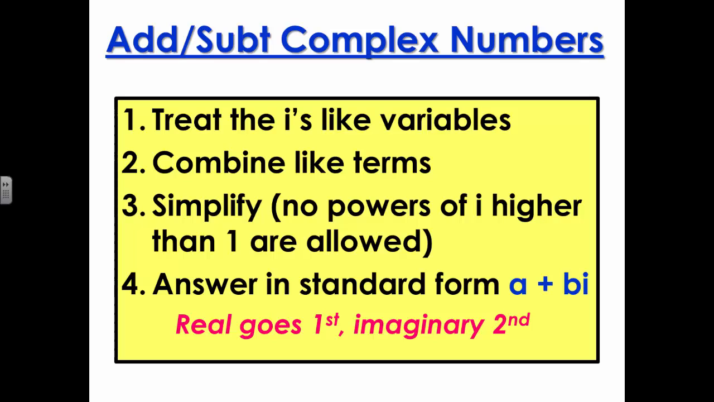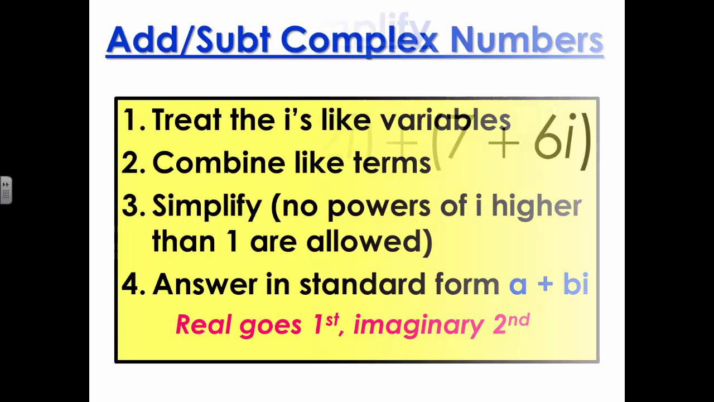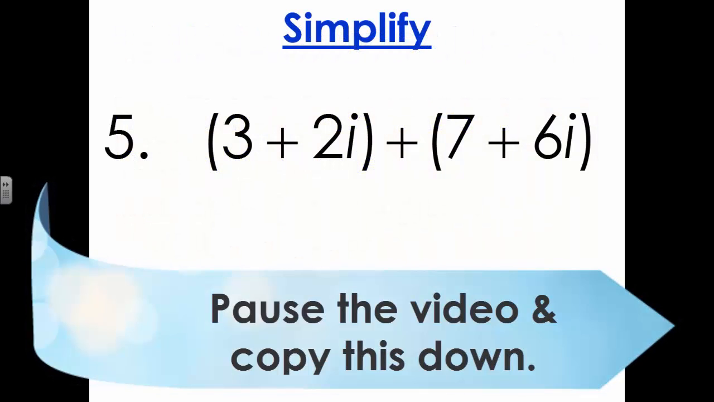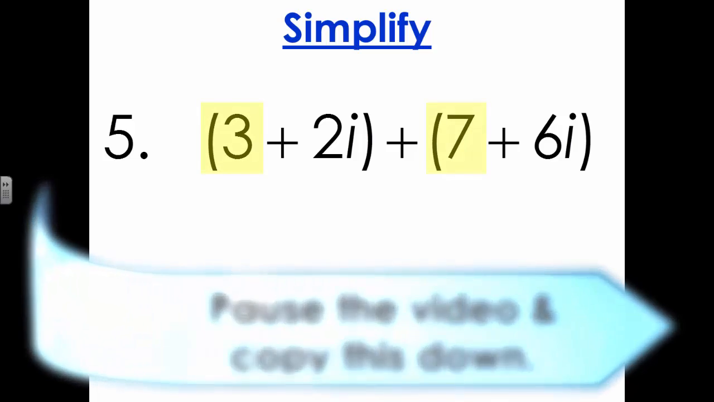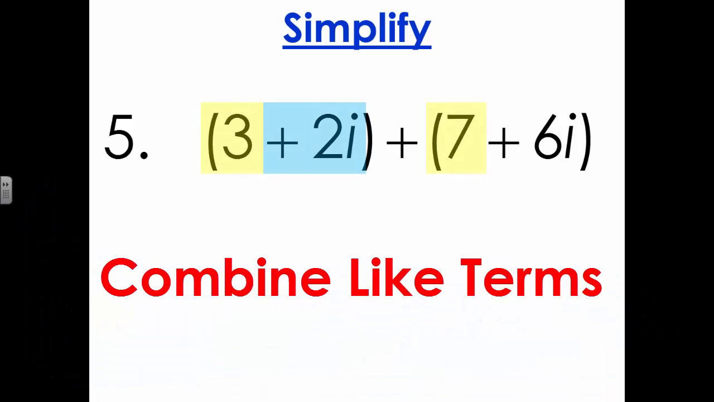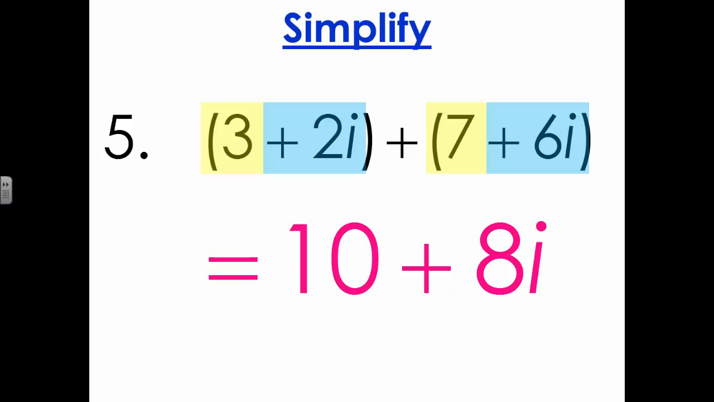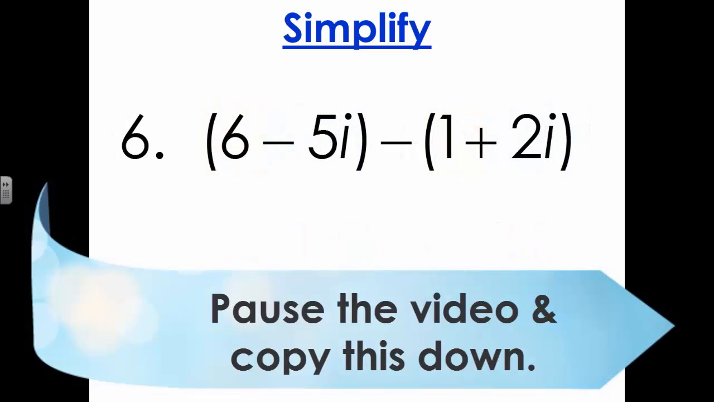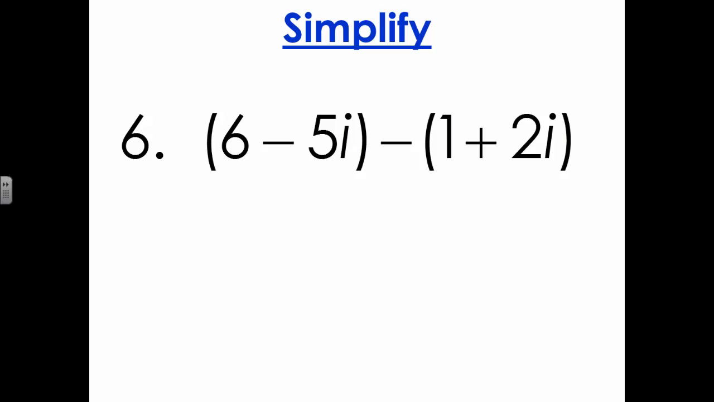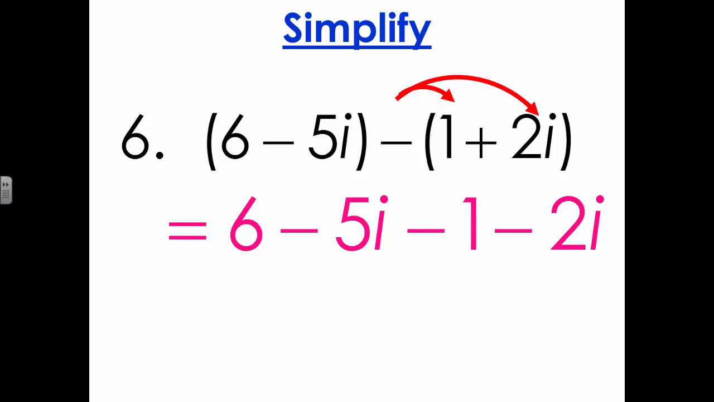You're always going to put your real number first, you're going to put the imaginary number second. Real numbers go first, and then your imaginary numbers go second. Remember, when you're adding, you just drop the parentheses and combine like terms. Copy this example down. For subtraction, we must distribute the negative first, then we're going to combine like terms, and then write your answer in standard form. Real number goes first, the imaginary number goes second.